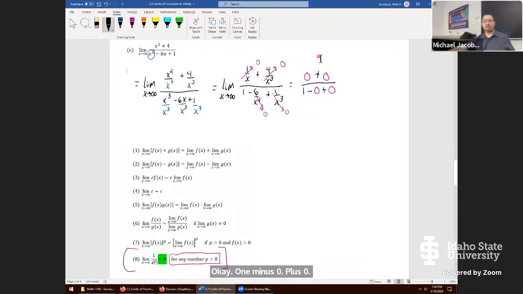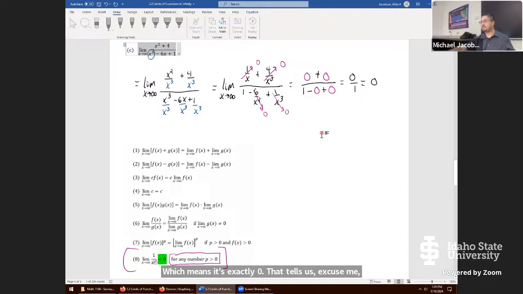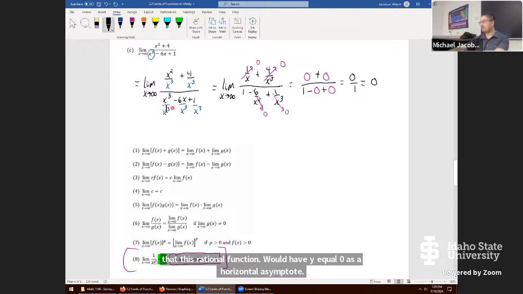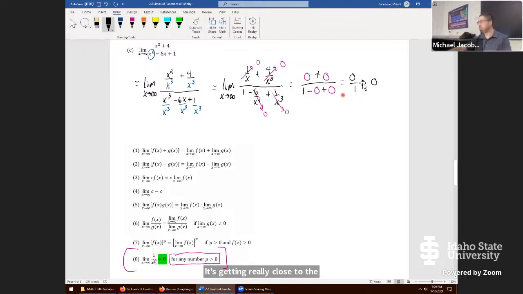Well, we did it, folks. That's the value of the limit. And this does simplify to 0 over 1 if you took additional steps, which means it's exactly 0. So that tells us that this rational function would have y equals 0 as a horizontal asymptote. It's getting really close to the x-axis as x goes off to positive infinity on this particular problem.